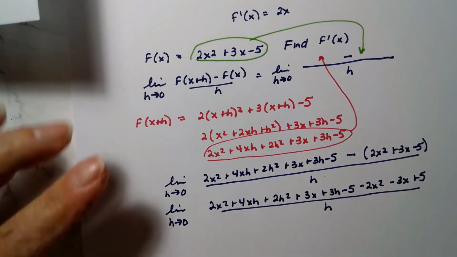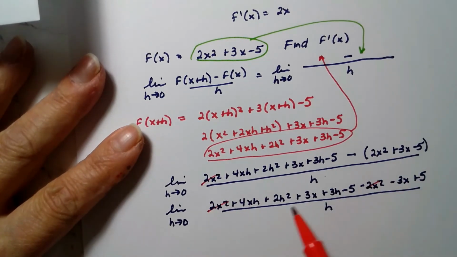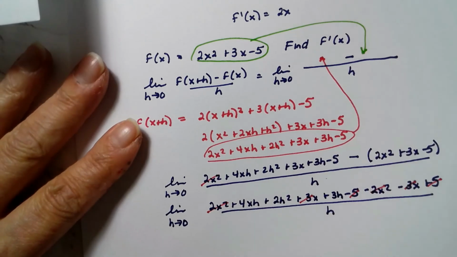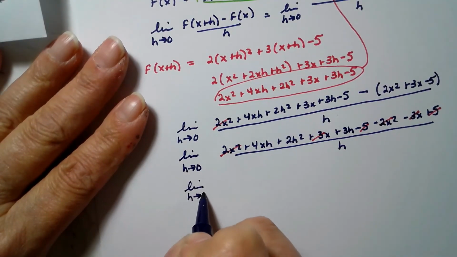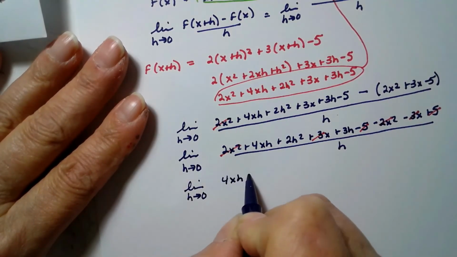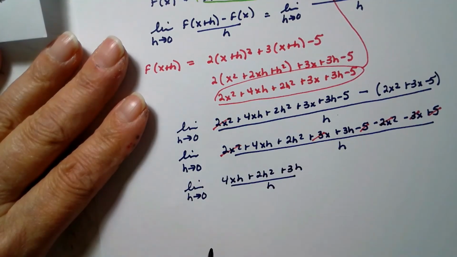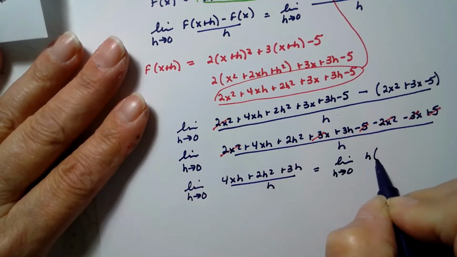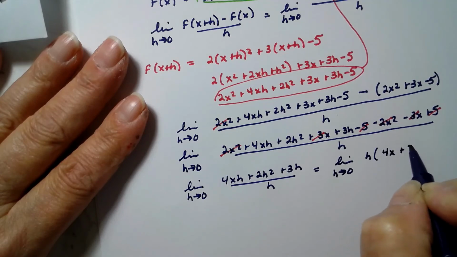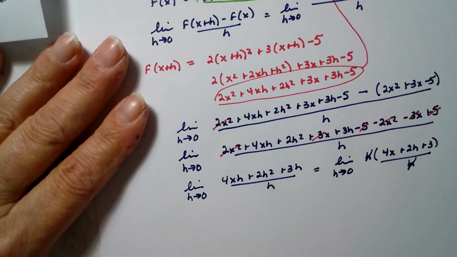What you're going to notice is that these two terms are going to cancel, those two terms are going to cancel, and those two terms are going to cancel. So now you can write it a little more compactly. And at this point I'm going to factor out the h in the numerator, so that way I can cancel it with the h in the denominator.